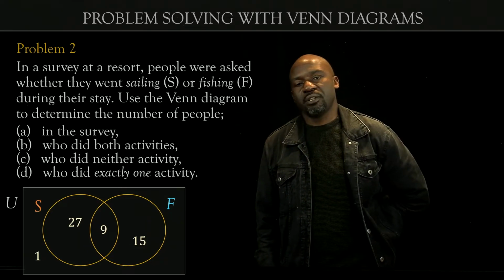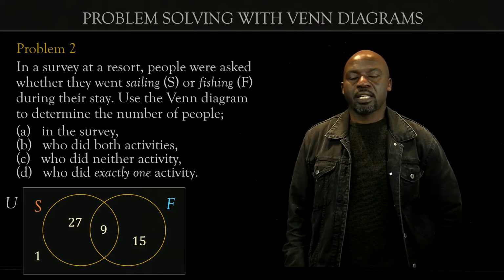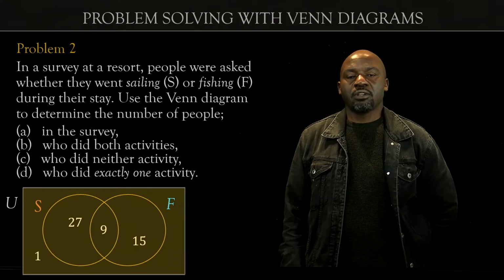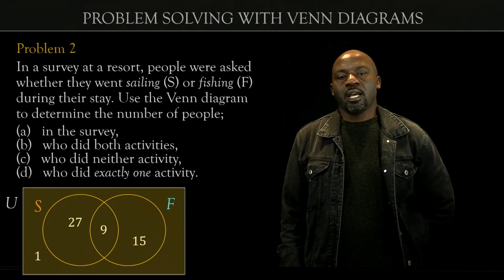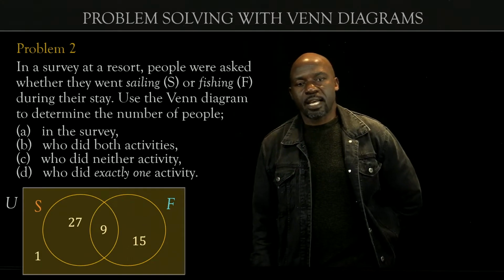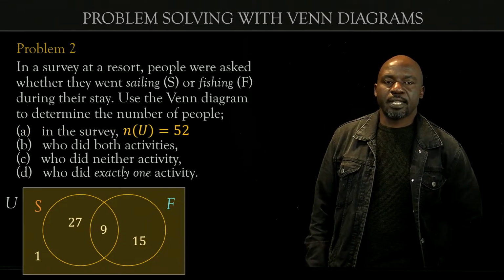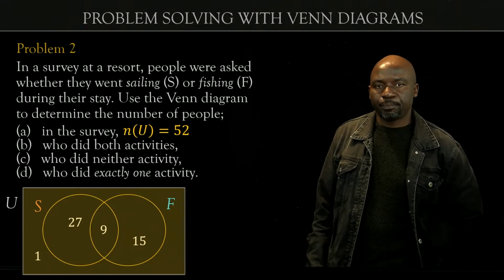That must be referring to the universal set. And to get that, we have to shade the whole rectangle there, like that. And we count all guests that are in there. And so it's 1 plus 27 plus 9 plus 15. And if we count all that, we should find the universal set contains 52 guests.